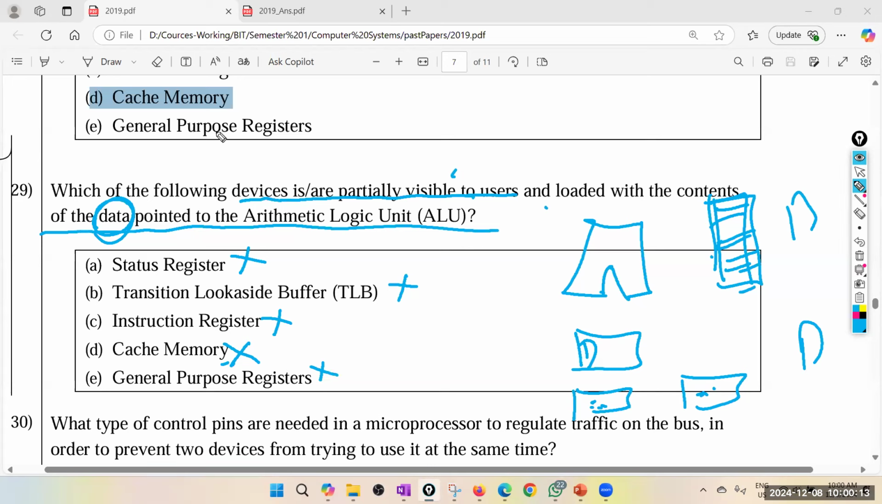Maybe, yeah, general purpose registry is there, right? Yes, so general purpose registry has the data. And of course, it is partially visible because in assembly code you can refer to registries. Of course, here the users means programmers are also users of the computer. Because the question refers to data, right? I'll go for general purpose registry because you take data from GPR in modern computers.